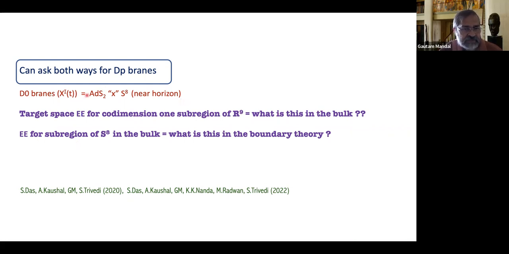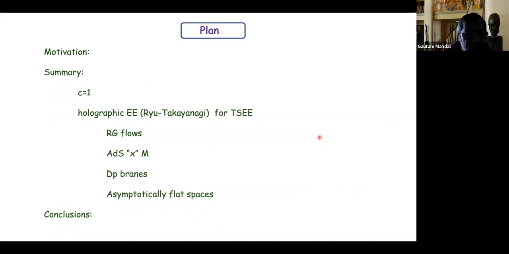You can also ask the other way around: the entanglement entropy of a subregion of the fiber in the bulk, what does it correspond to in the boundary theory? Just hold on for two more minutes and I'll give you the answer to this question as well. So that's the plan. This is supposed to have come at 15 minutes. So motivation is done, a lot of them. I will go over the summary of c = 1 very briefly, and the holographic questions very quickly.